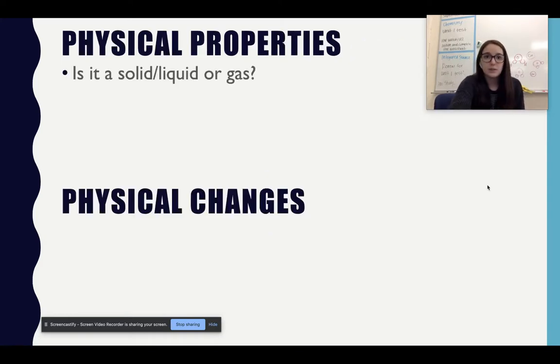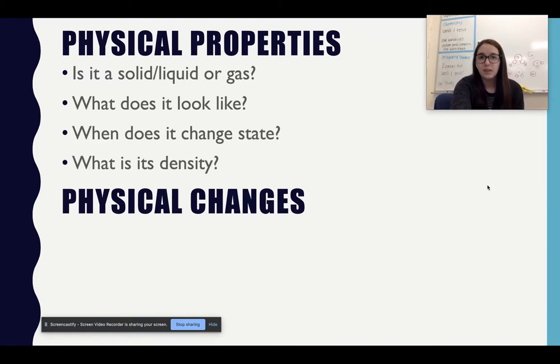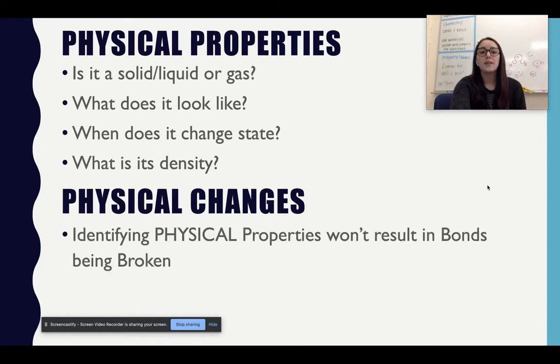Physical properties. Always ask, is it a solid or a liquid or a gas? What does it look like? When does it change state? And what is its density? Those are some physical properties that you can identify, like, hey, this is going to be a physical change. Whereas physical changes are changes in physical properties that won't result in bonds being broken. So with properties of a physical change, you're making sure the bonds are not broken.